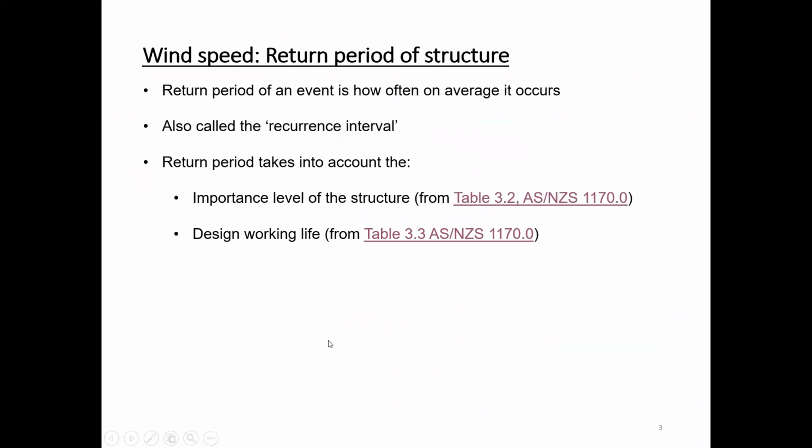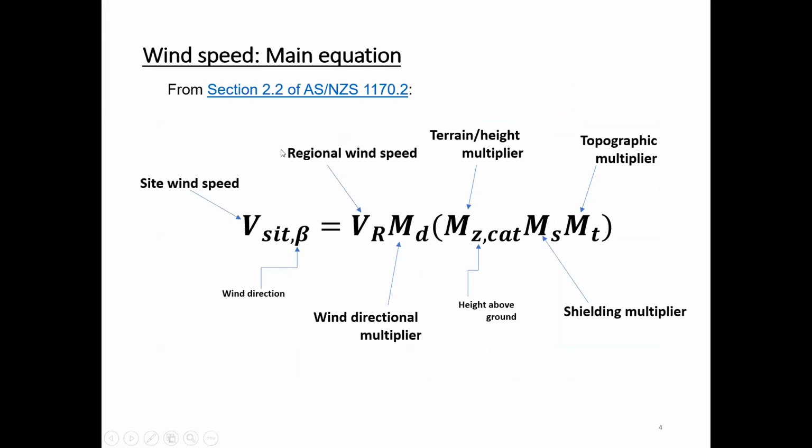Okay, so we've got this return period and we've got 2 tables we're going to use to do that. So let's look at the equation now, the main wind speed equation. Now the wind code is 1170.2. We're talking about section 2.2.